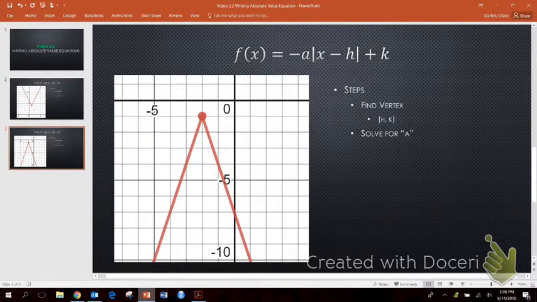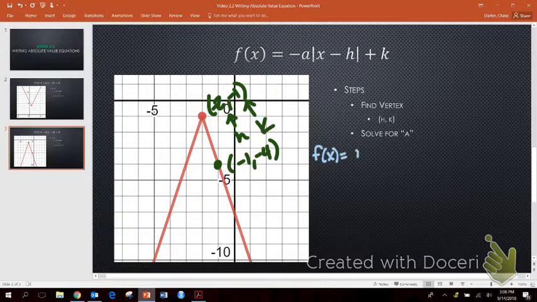Real quick, I want to do this one just to show you another A value. So we have -2, -1. So my H and K, and I'll go ahead and get my other point. My other point is -1, -4. So when we actually write this out, I have f of x. Again, I don't know A. Here I have x minus -2 when I plug in for H. So minus -2 turns into +2.